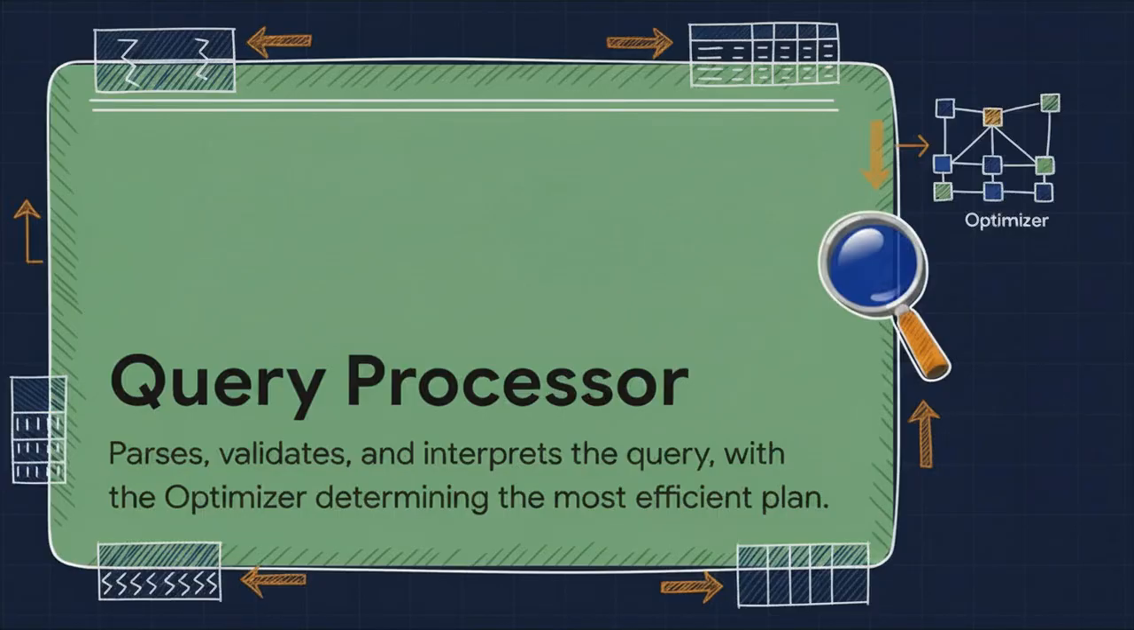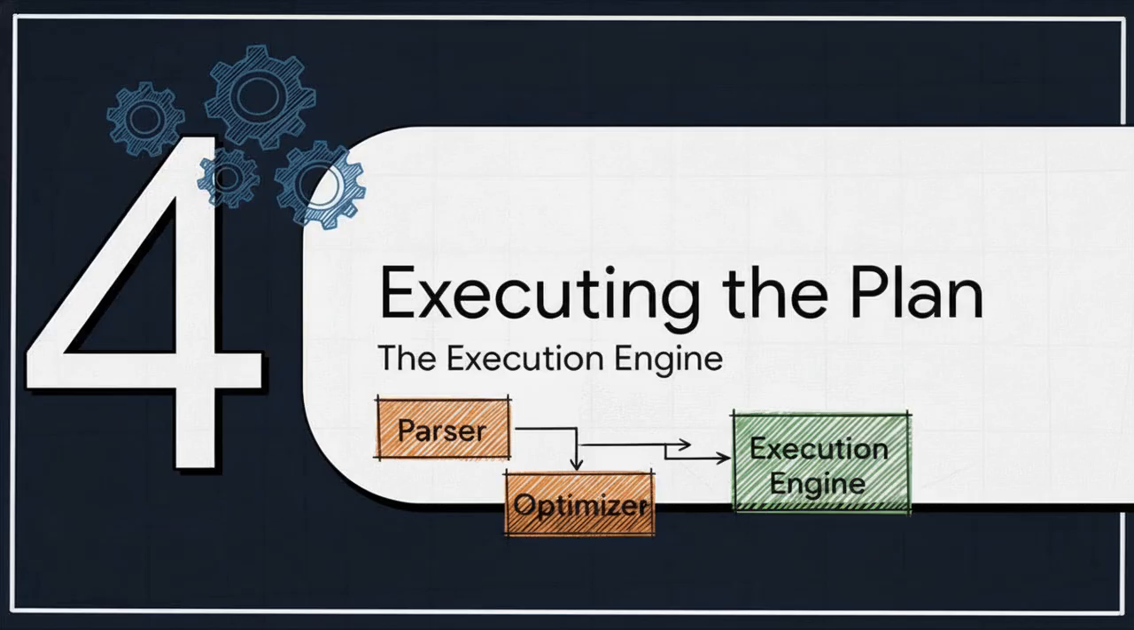Okay, this layer is all about strategy. First, it parses your query, just to make sure the syntax is correct. Then it validates it. Does that table you asked for even exist? Do those columns? And here's where the magic really happens. The query optimizer steps in. This thing is amazing. It analyzes countless potential ways to get the data you want and then chooses what it thinks is the absolute fastest, most efficient plan to execute.